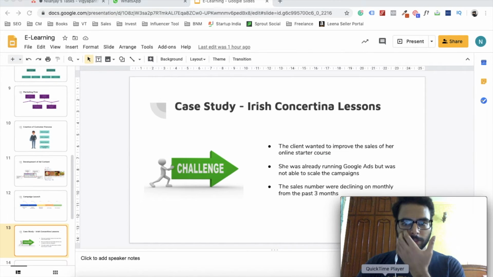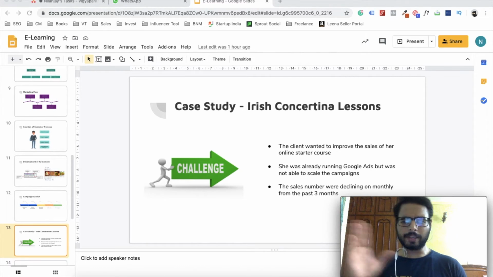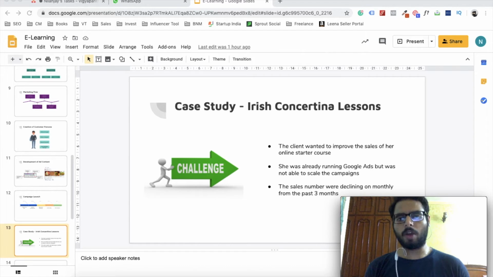Now, this next thing is basically for those people who have case studies with them, right? Sometimes it is important to include case studies in the proposal as well. Especially in those proposals where you have to present to the prospect or the client over a Zoom or Google Meet call or physically, right?